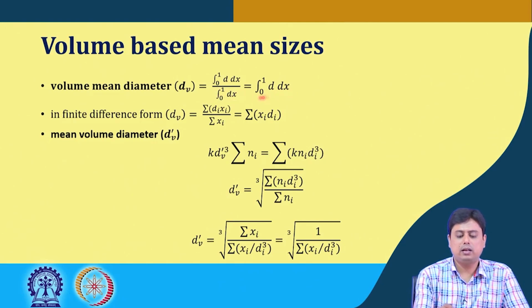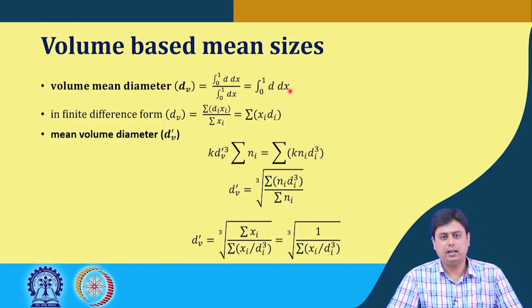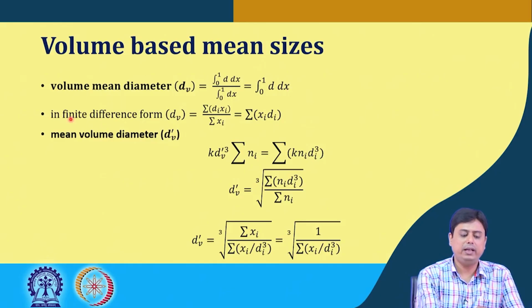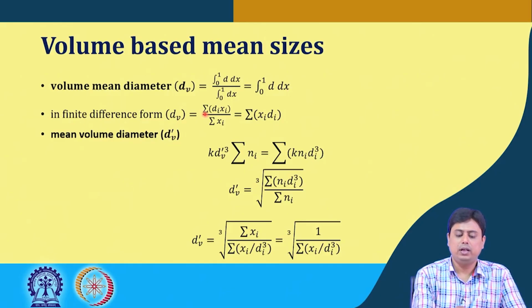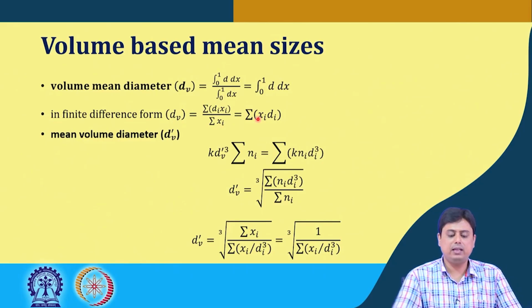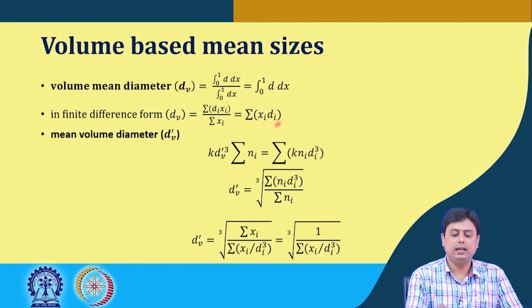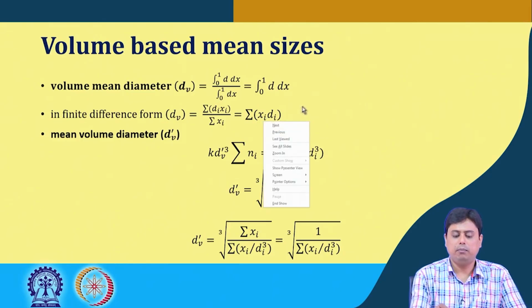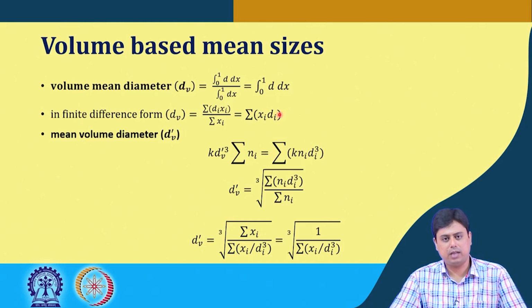So, this definition gives us the volume mean diameter of that sample or collection of particles, which, if we write in finite difference form, is the summation of di xi divided by the summation of xi, where again the summation of xi is 1. So, it is basically this expression, which is nothing but the mass fraction of a certain size component multiplied by its diameter.